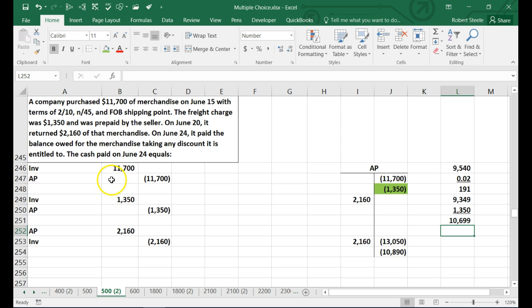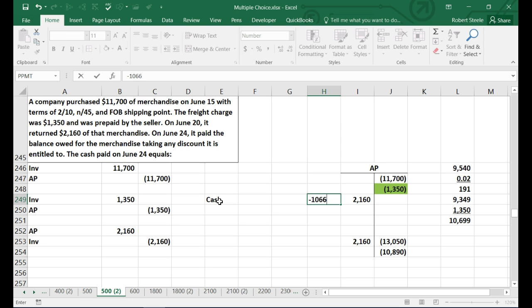Now that's what they're looking for here, but if we wanted to see the journal entry, we might want to just record that journal entry as well. So we know that cash would be credited. Cash would go down. I'm going to put that over here, a credit of 10699 is cash. Then we're going to debit the accounts payable.